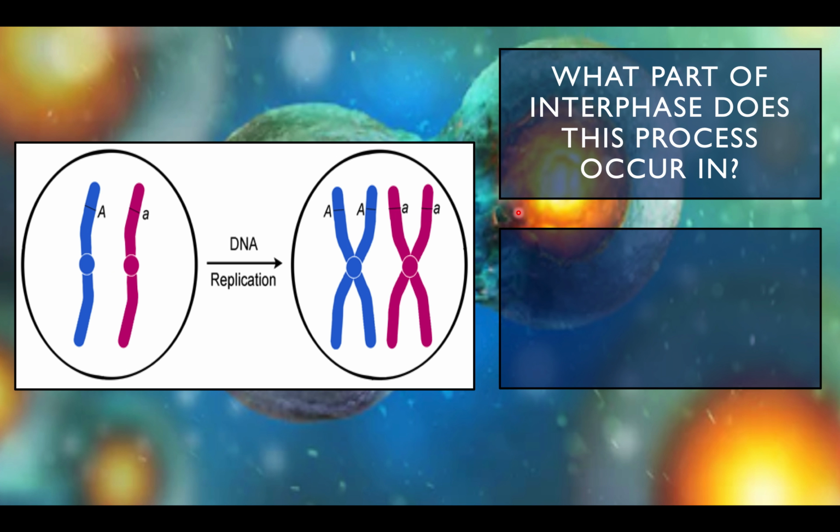What part of interphase does this process occur in? So notice, we had 1 chromosome. We still have 1 chromosome here, but now it's duplicated. We had 1 chromosome, and we still have 1 chromosome here. Also duplicated. DNA replication occurred. When in interphase does this happen? It occurs during the S phase. DNA replication. Please, again, keep in mind, there are 2 chromosomes in this cell. There are still only 2 chromosomes in this other cell.